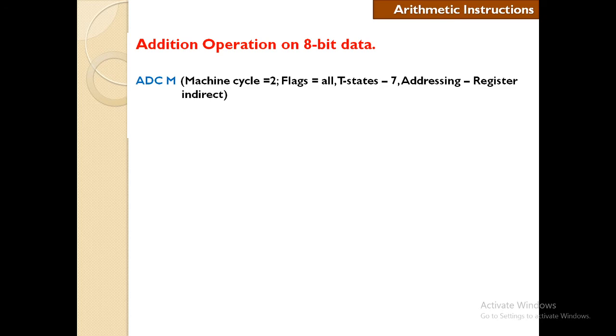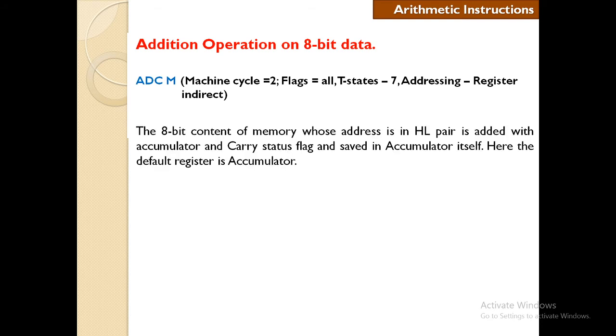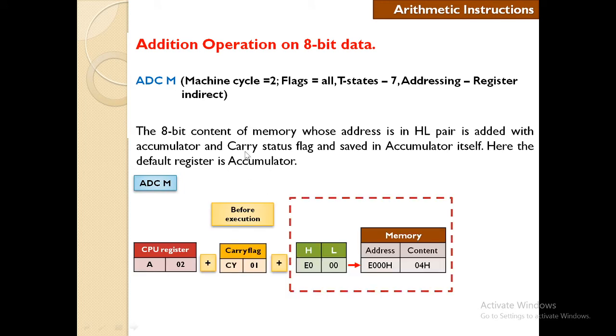Here the ADD operation on 8-bit data is with carry and with the memory. So again, before execution of this particular instruction, the content of accumulator will get added with the content of memory whose address is in HL pair and with the previous carry. The carry flag status is given in the example as 01, the content of the accumulator is 02, and the HL pair is pointing towards the location E000, which is having a content 04. So after adding this, what we will get is 06.